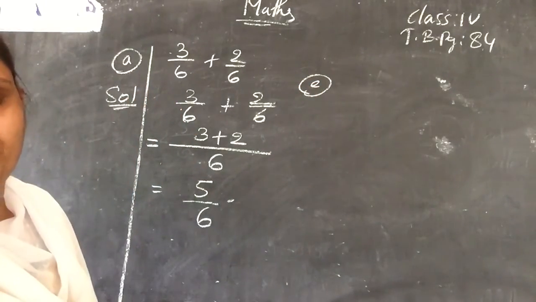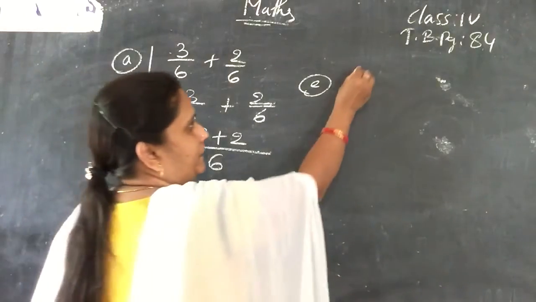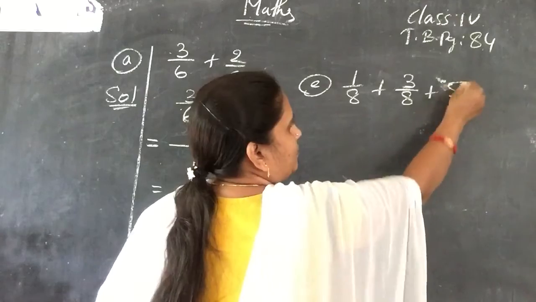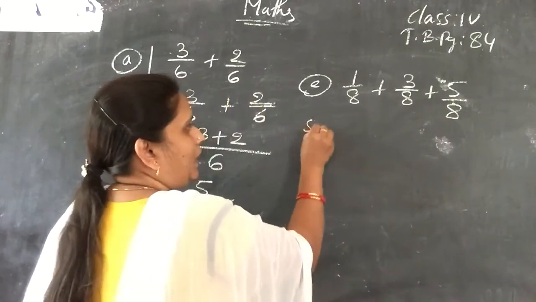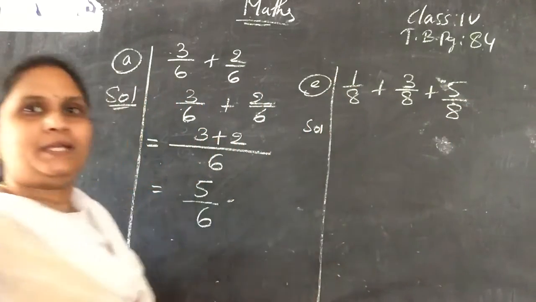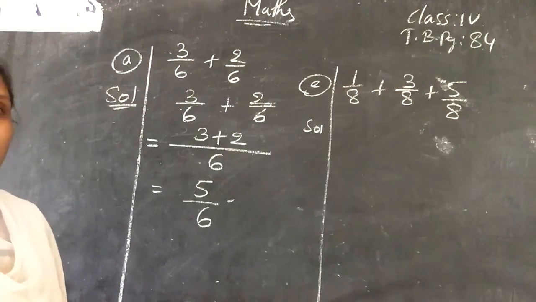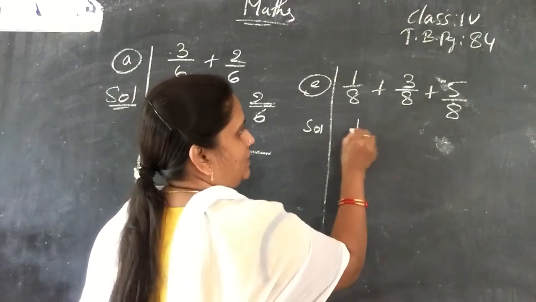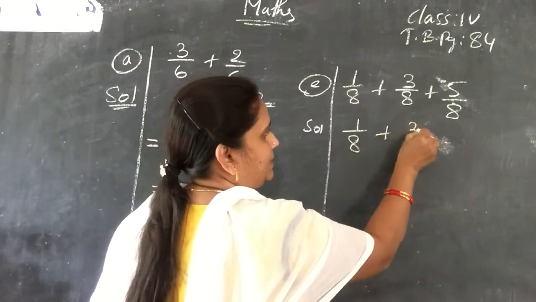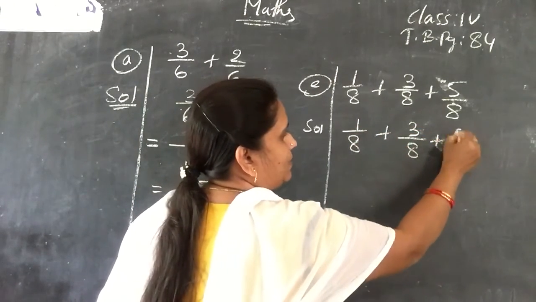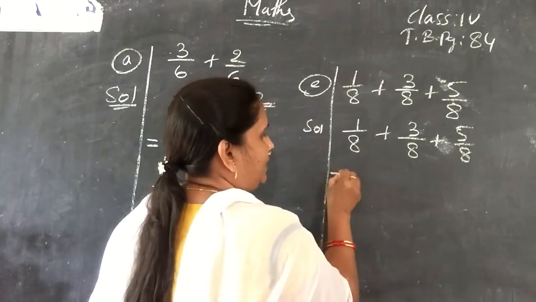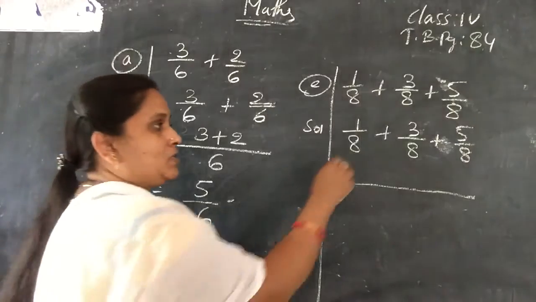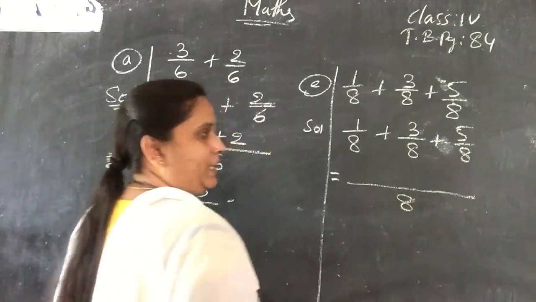And next, here 3 fractions are there: 1 by 8 plus 3 by 8 plus 5 by 8. How to do this? First, write all the 3 fractions: 1 by 8 plus 3 by 8 plus 5 by 8. Put is equal to. And the denominator is 8, so write the denominator directly 8.